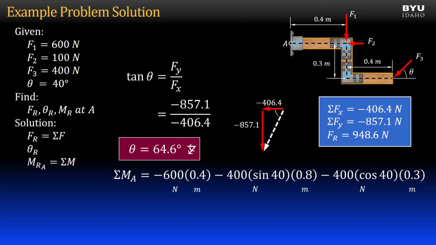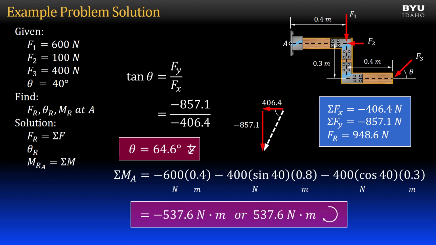Just as a quick check, I consider units. I see that each term of my equation has one force term, newtons, and one dimension term, meters. And that is what I want. Simplifying, we get negative 537.6 newton meters, or 537.6 newton meters clockwise.